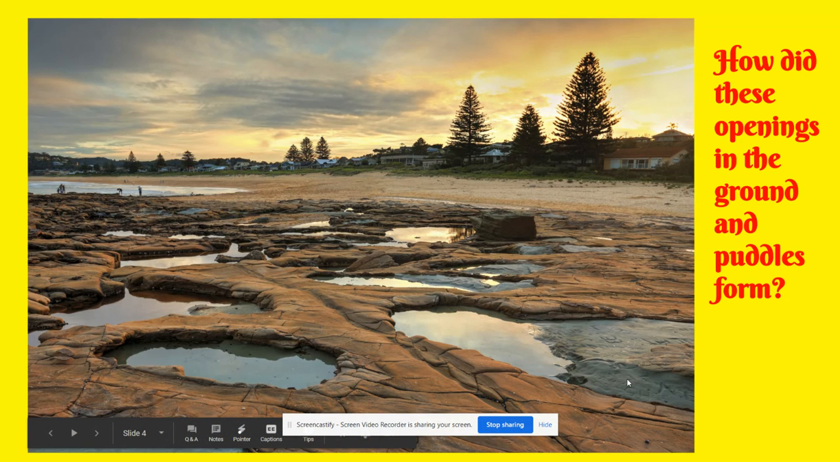Moving on, another picture. If you take a look at the ground in this picture, you can see that there are many openings in the ground, and filling up those openings are puddles. Well, how do those openings get there in the first place? You can't have a puddle form without an opening in the ground, and that opening can only be formed in certain ways. Think about that.